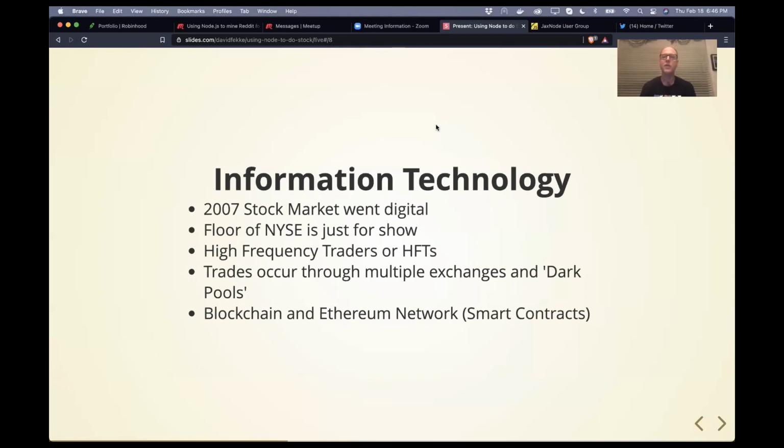Another thing that happened back in 2009, Bitcoin was launched, and since then there's been all kinds of what they call altcoins that have cropped up, and so that's also become one of the things that's heavily traded now as well.